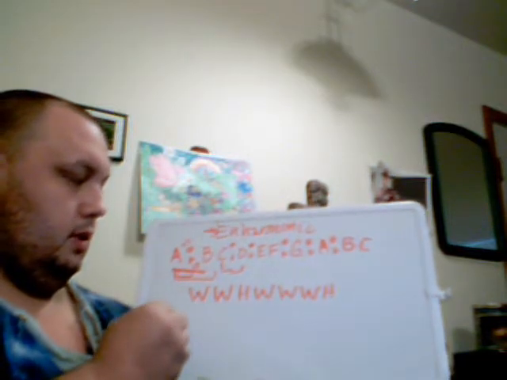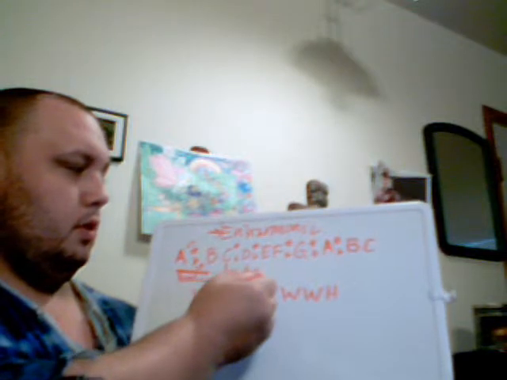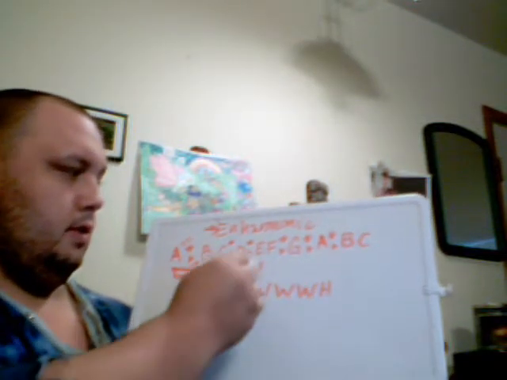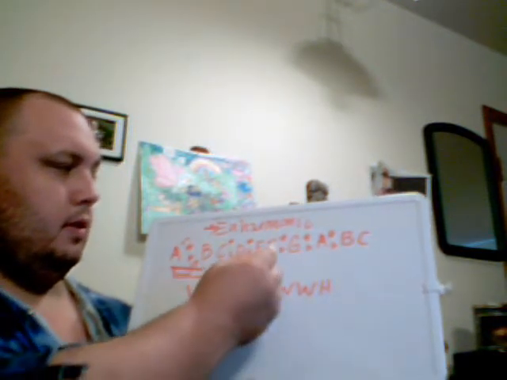We'll see D. So another whole step, 1, 2. E. Then there's our first half step, and that's to F.